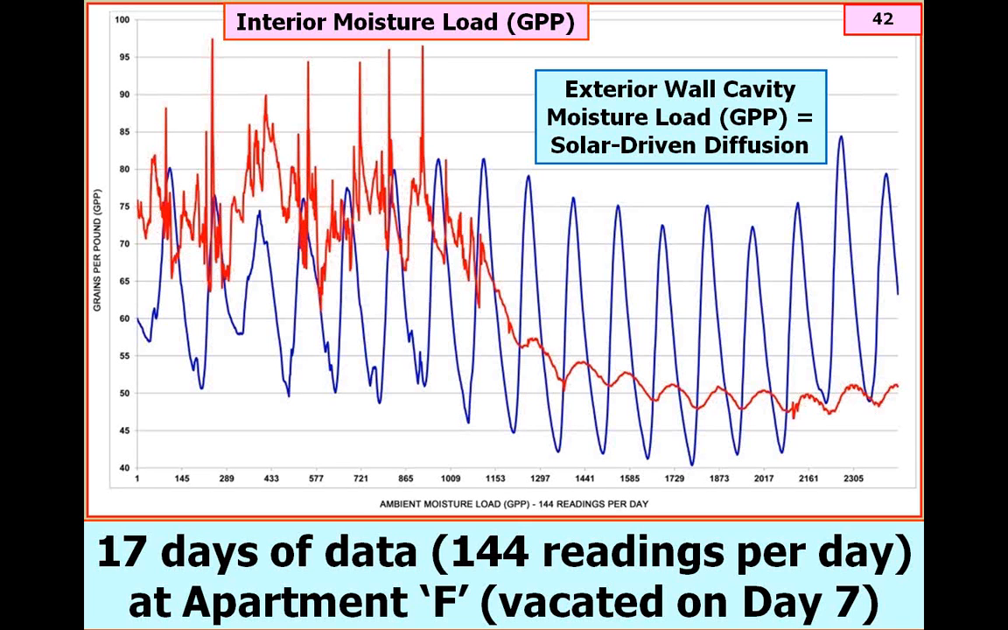So what we did here is, this is the same wall cavity. The red line is the same wall cavity, and we're tracking grains per pound. The black line is exterior temperature with a different logger, actually even by a different manufacturer, taken 1,000 feet away from this apartment. And what we see is a striking correlation in all days between the exterior temperature and the moisture content within the exterior wall cavity.